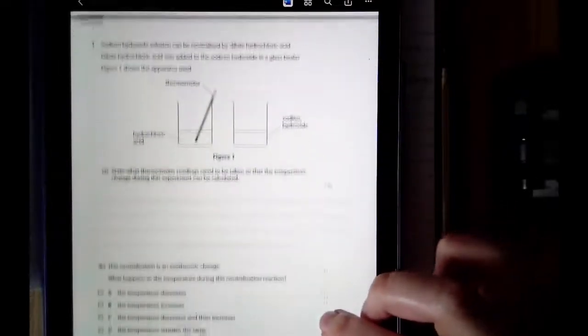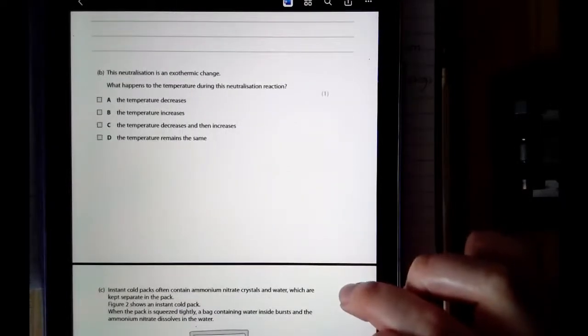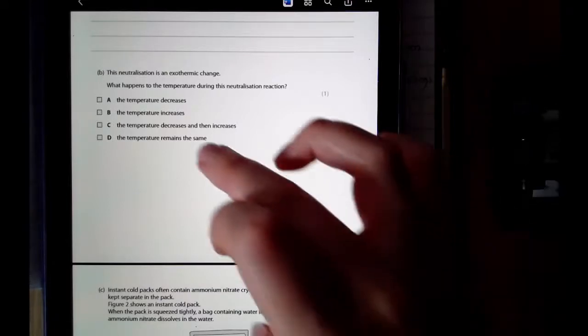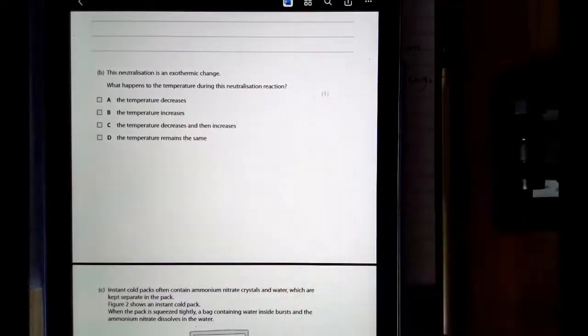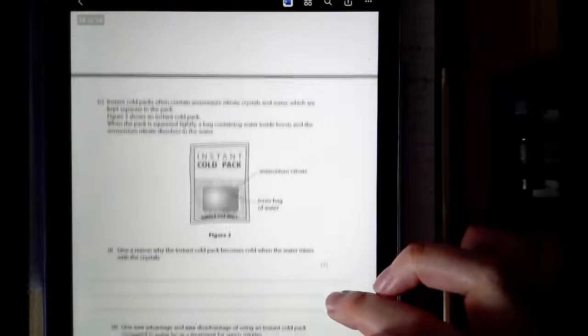The rest of the exam questions here. Oh, this one actually. The neutralization is an exothermic change. What happens to the temperature? If it's exothermic, you'd expect the temperature to increase, okay? It's releasing heat energy, so the surroundings are going to increase. So temperature increases in an exothermic reaction.